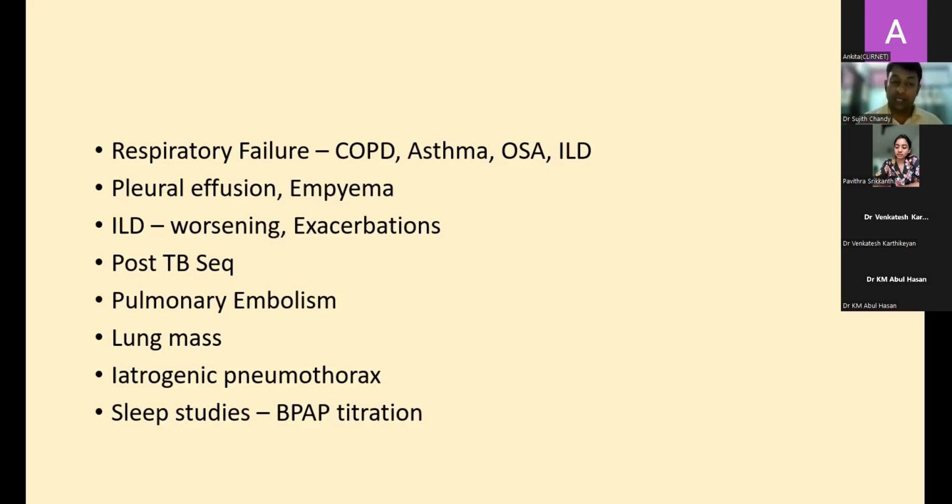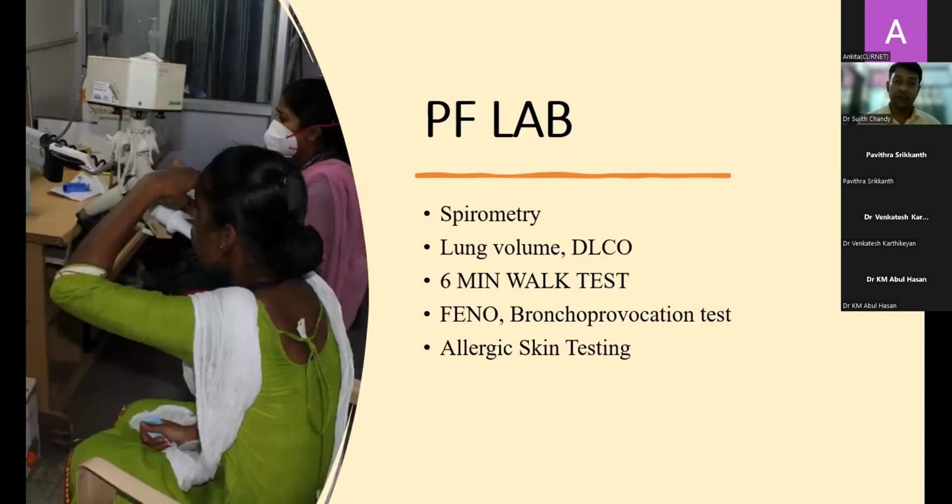Iatrogenic pneumothorax, that is after a procedure, a CT guided biopsy or bronchoscopic biopsy, because of air leak, pneumothorax develops. We have to use oxygen or we'll have to put in a chest tube. And then finally, some patients are admitted for sleep studies and BiPAP titrations, that is putting on the CPAP or the BiPAP mask and titrating the pressures required to relieve the apnea. So those are the diseases.